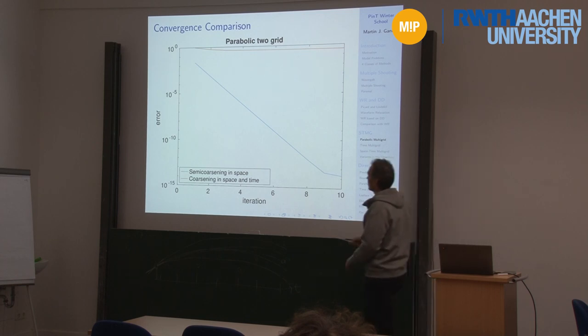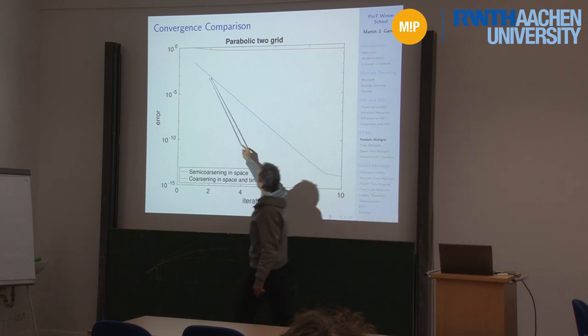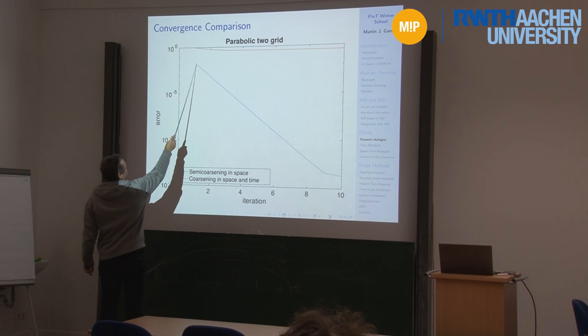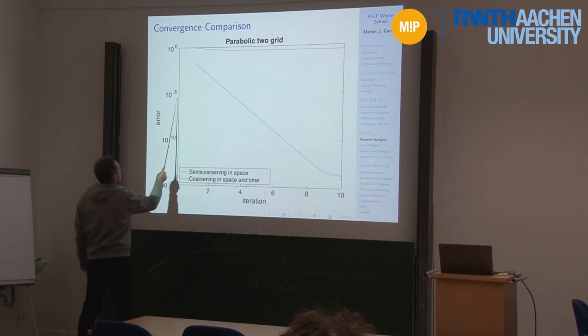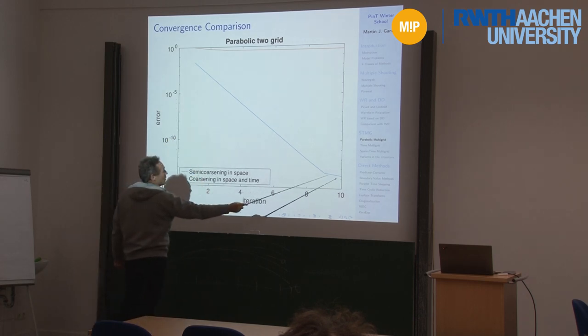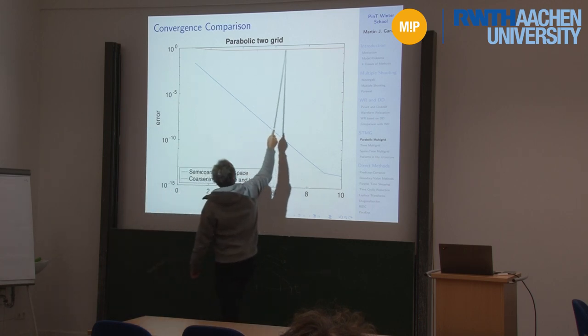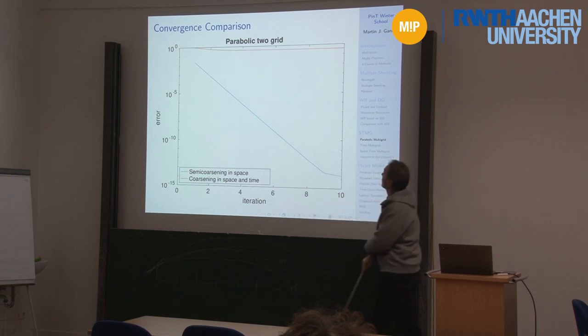If you look at these two methods as a function of iterations, this is if you just do semi-coarsening in space, you get a very, very good method. Contraction is very fast. You get to 10 to the minus 15 in about 8 or 9 iterations. If you do space-time coarsening, it's just not working.